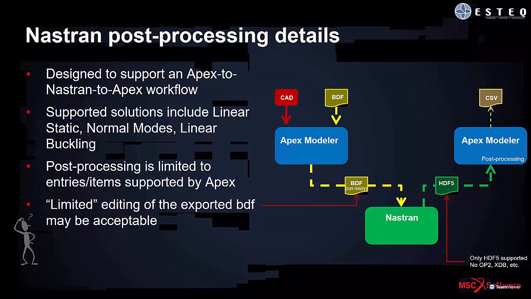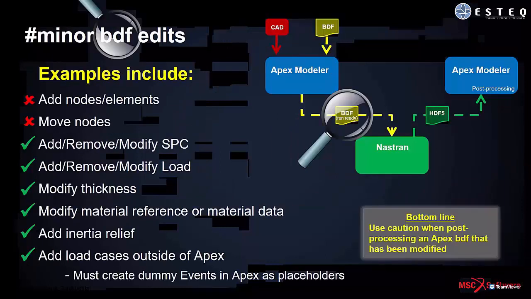So if there are any cards maybe that aren't that common, Apex will just ignore it, but keep it in the card so that when Nastran receives the exported BDF, it will continue doing what it needs to be done. You'll probably not be able to post-process some of those elements, but Apex will be able to post-process all the traditional elements that we're all used to using.